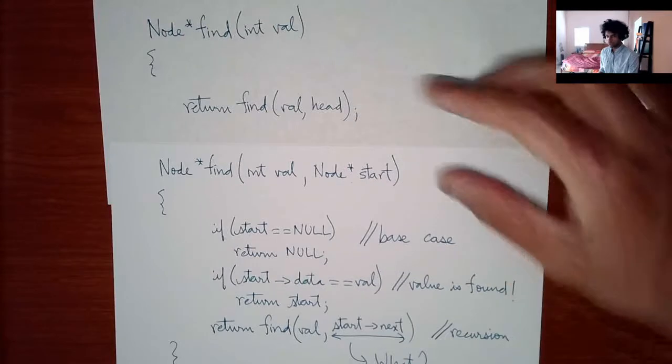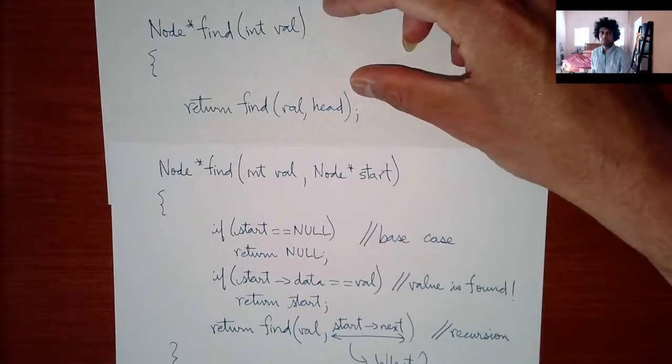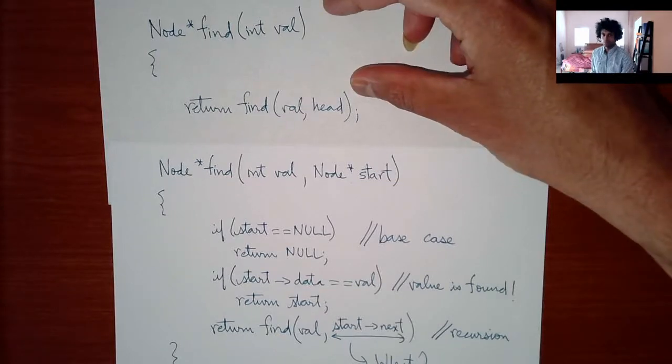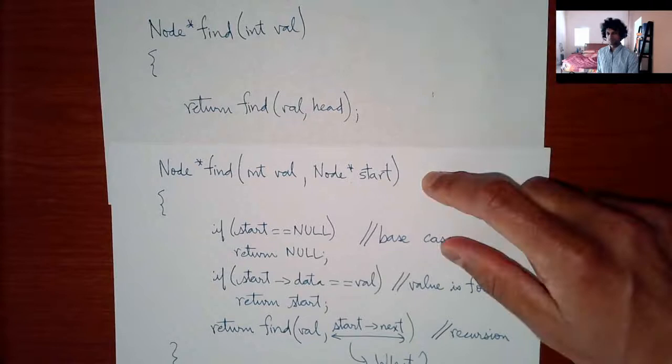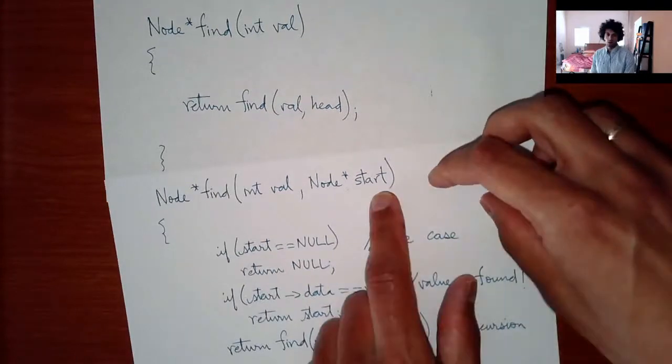Right? So you give it these two, and you'll see in my code I've done this, and this is common in recursive code. You'll have sort of a top level, like a dummy call, and this is where the real work happens. And typically the dummy call just calls the other one with start being head.